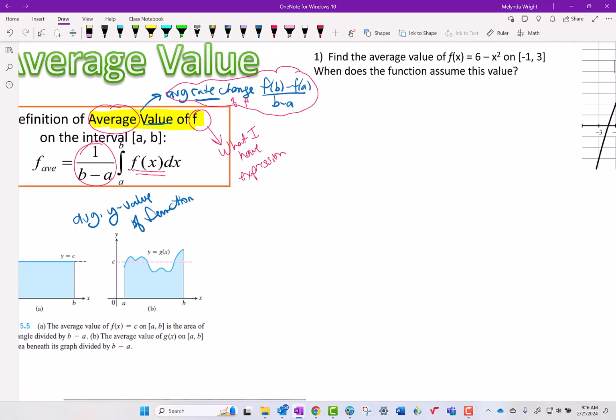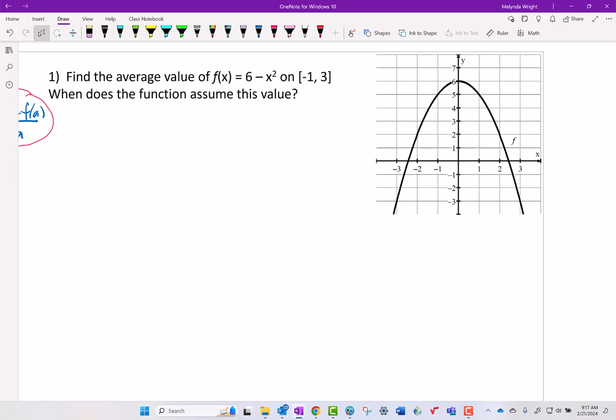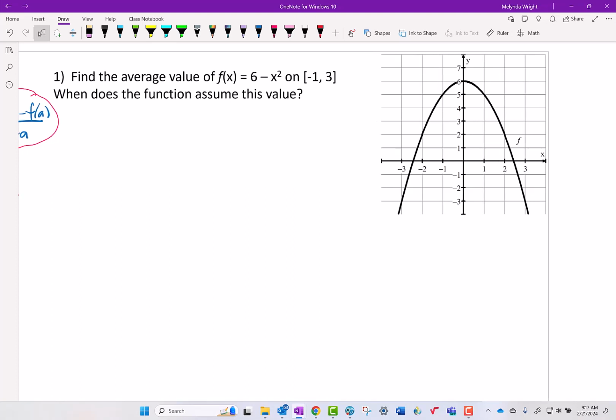So let's look at our very first example. They want us to find the average value of f of x equals 6 minus x squared on the interval from -1 to 3. Okay, so let's do that. So average y value. So here we go. We're going to use our brand new formula. So it's 1 over 3 minus -1, times the integral from -1 to 3 of 6 minus x squared dx. Okay, that's what we're doing.